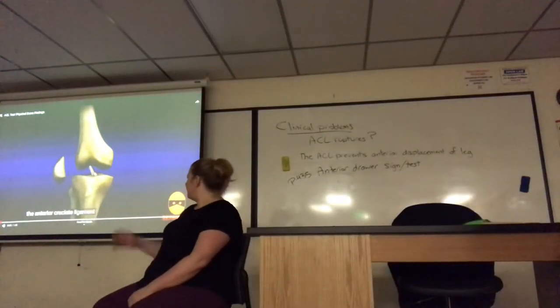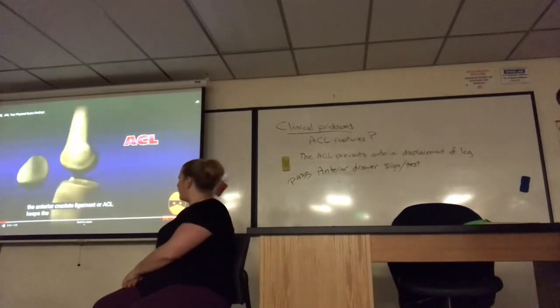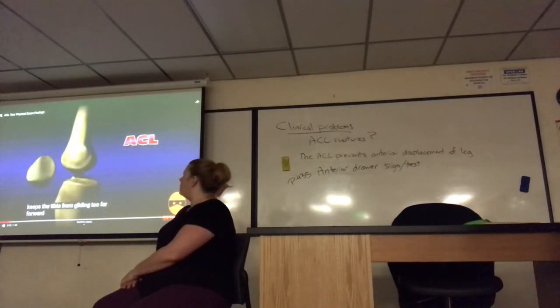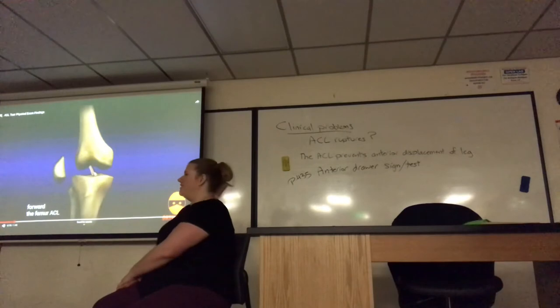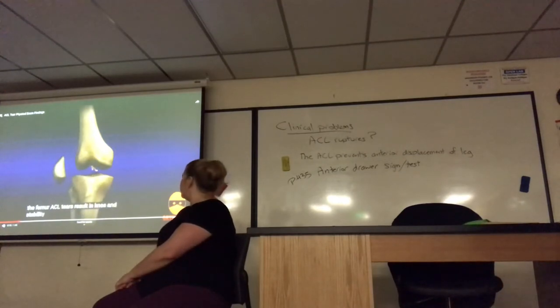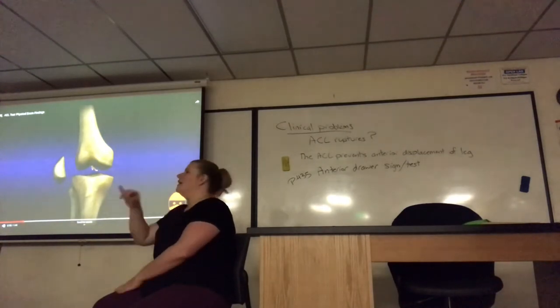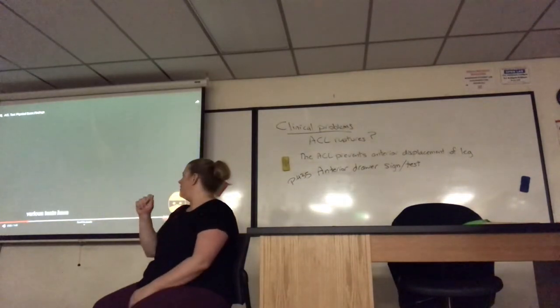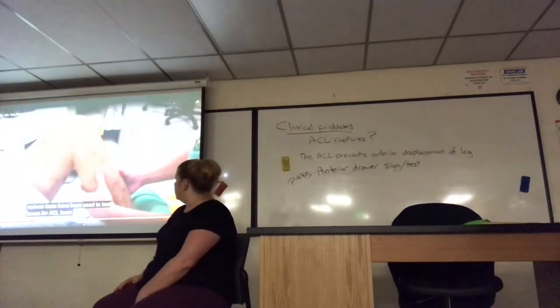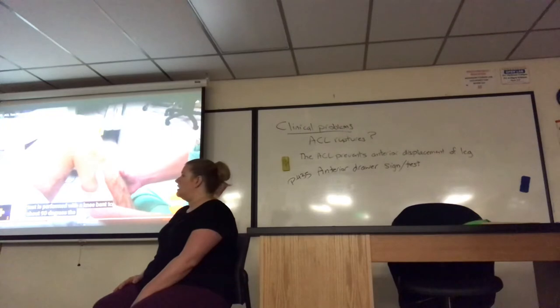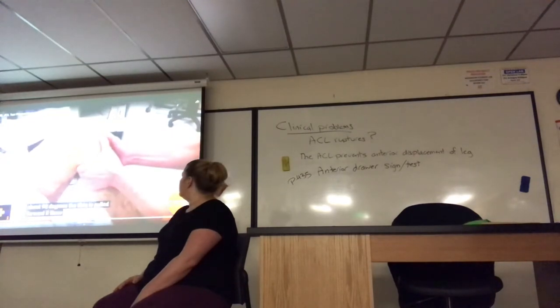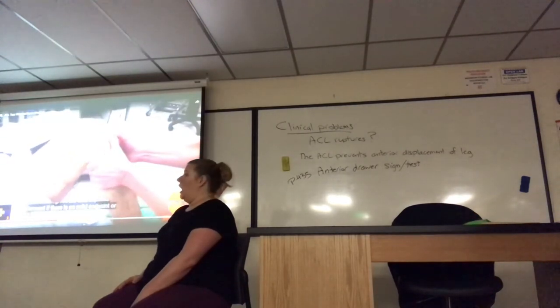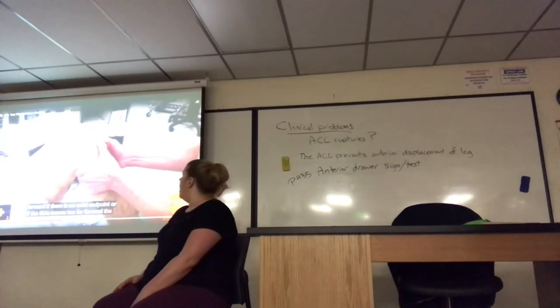The anterior cruciate ligament, or ACL, keeps the tibia from gliding too far forward in relation to the femur. ACL tears result in knee instability. Various tests have been used to test knees for ACL tears. The anterior drawer test is performed with the knee bent to about 90 degrees. The tibia is pulled forward. If there is no solid endpoint, or if the tibia moves too far forward, the test indicates that the ACL is torn.